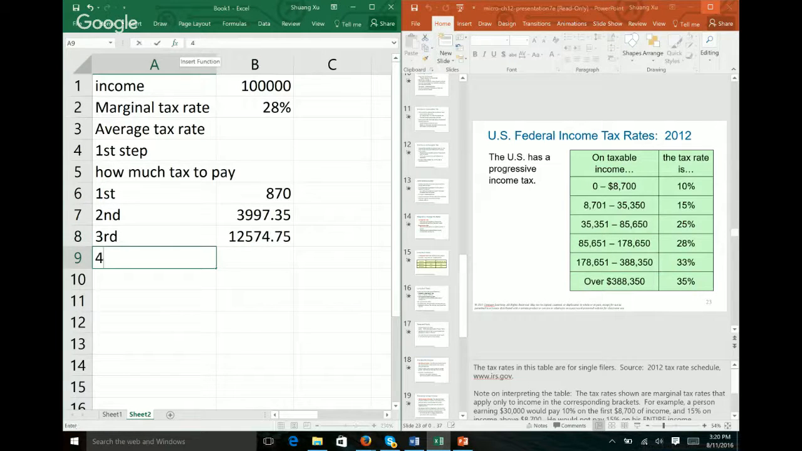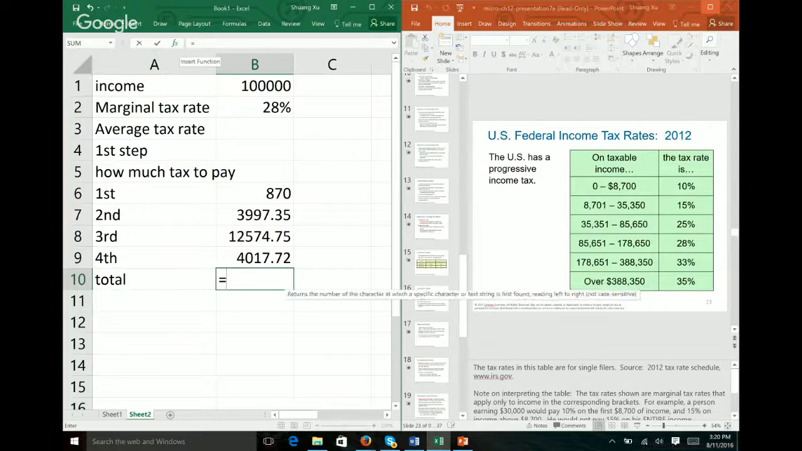And then for the fourth bracket, there will be a 28% rate. For this 28%, we're not going to multiply by the entire 170,000, because that's not how much our income is. Our income is only up to 100,000. So for this bracket, it's the difference between $100,000 and $85,651, which gives $4,017.